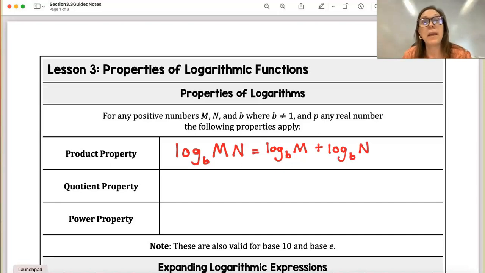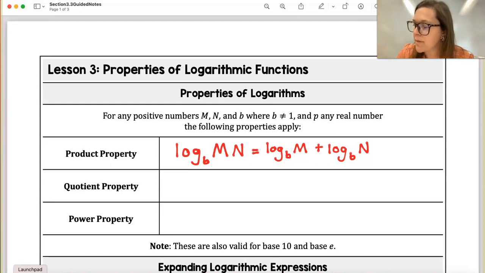So I can expand and condense. I can work left to right and right to left, depending on if I'm expanding or condensing. So if I have log base b of, let's say, m, n, and q, then it would be log base b of m plus log base b of n plus log base b of q. So we can expand it out into as many sums of terms as you can.